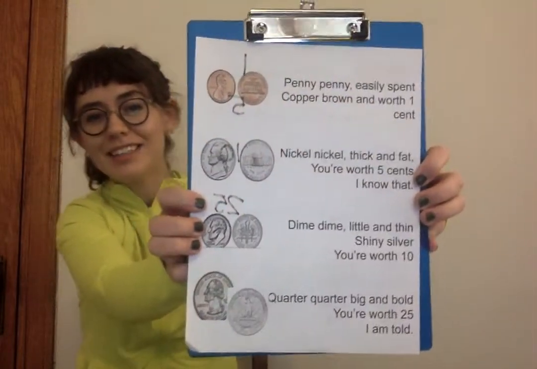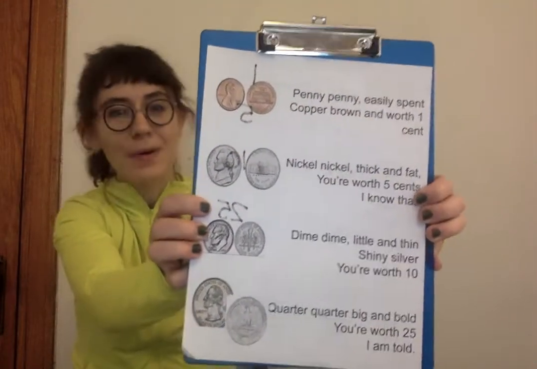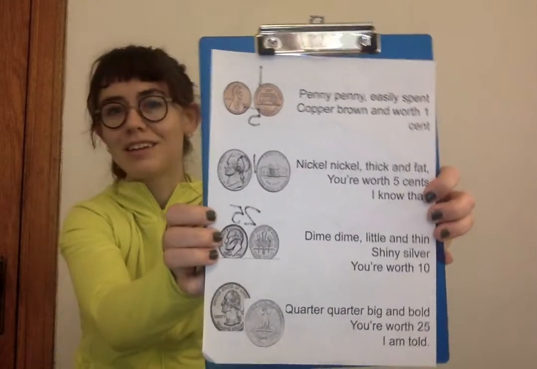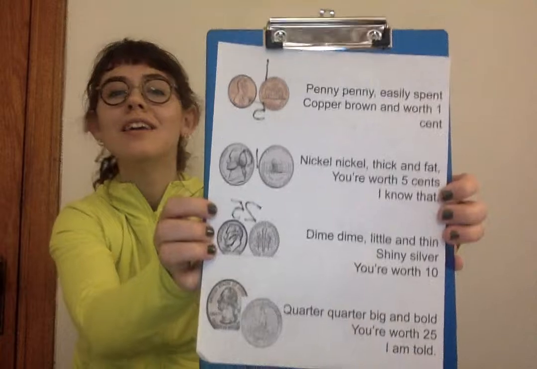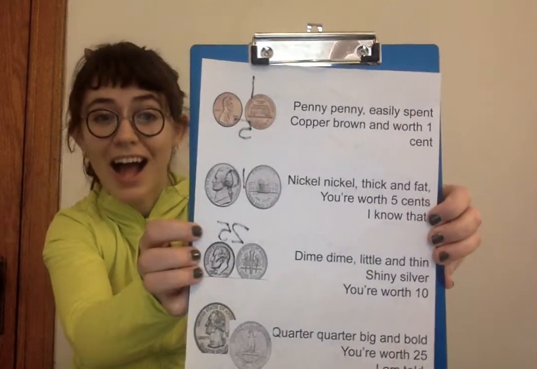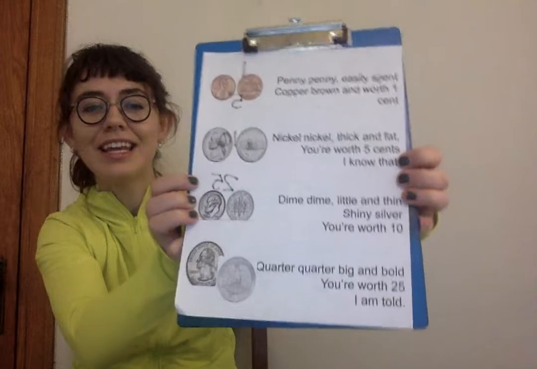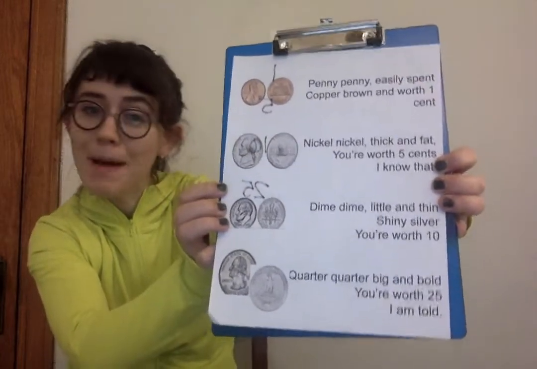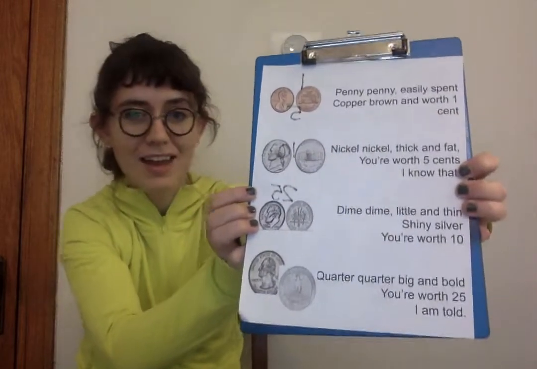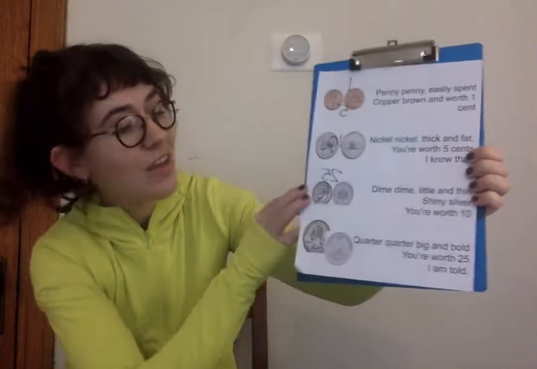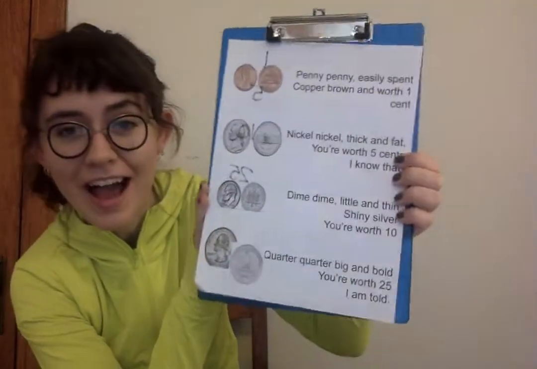Penny, penny, easily spent, copper, brown, and worth 1 cent. Nickel, nickel, thick and fat, you're worth 5 cents, I know that. Dime, dime, little and thin, I remember you're worth 10. Quarter, quarter, big and bold, you're worth 25, I am told.